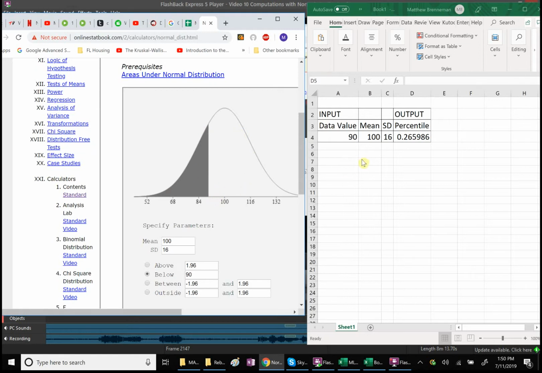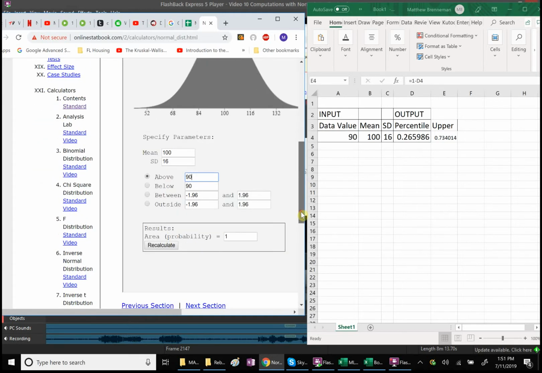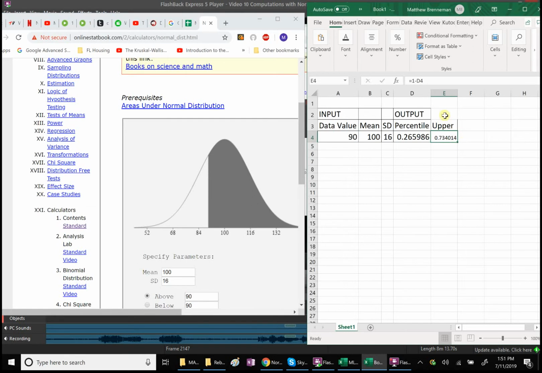All right. If I want the upper percentile, remember, I have to specify it. So percentile in Excel, the default is always lower percentile. If I want the upper percentile, I'm going to have to go ahead and subtract 1 from this. There we go. And again, if I went here and clicked above and said 90, you'd see now that roughly 73% of the area would be shaded. And there we go. All right. So we use the norm.dist command when we want to compute the percentile of a data value.